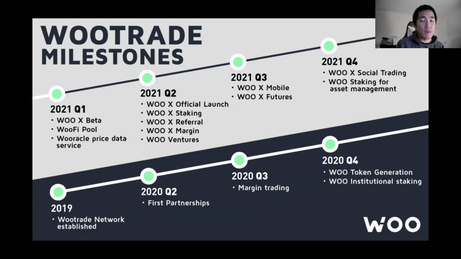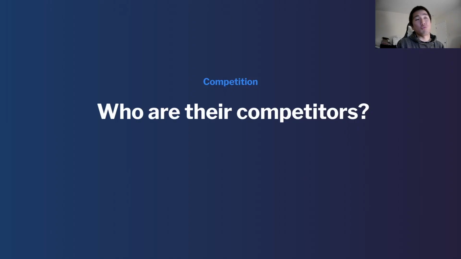And this is the roadmap for the rest of 2021. They're going to launch WooX and staking this quarter. I don't know when, but I hope soon. Apparently in Q3 they're going to roll out futures and a mobile application, and in Q4 staking for asset management. I'm not sure what that means, but I'll be looking forward to all these features that Woo token holders will be able to enjoy in the future.